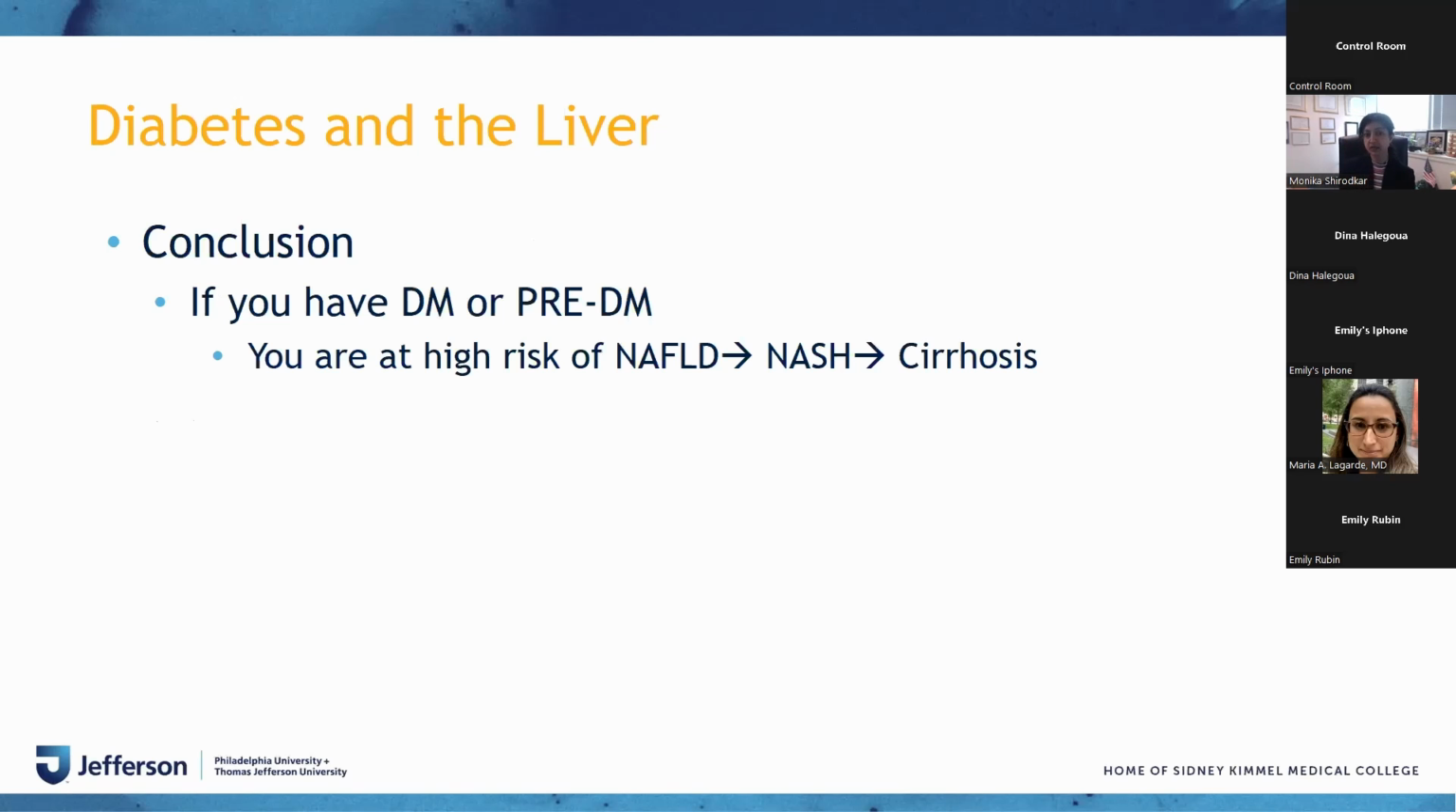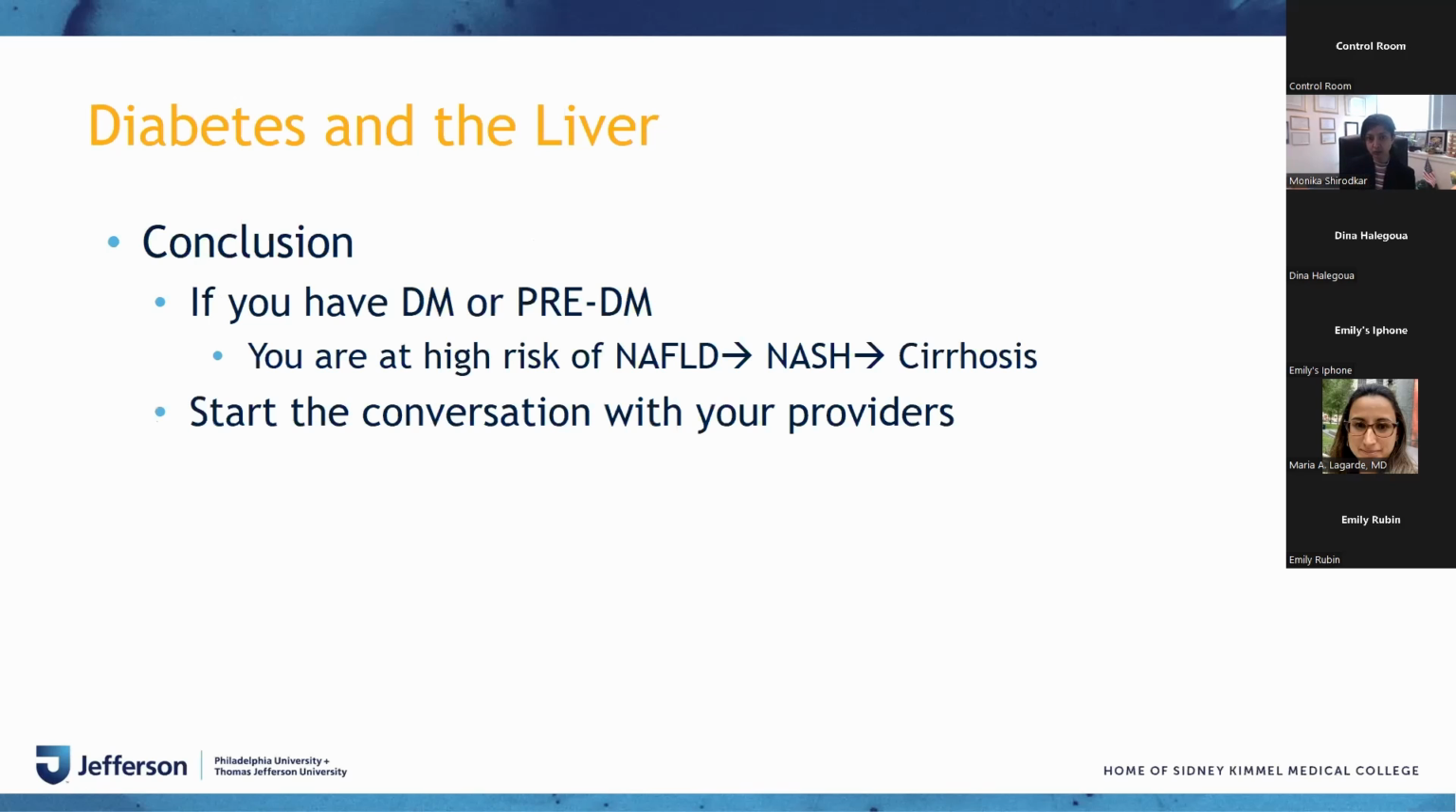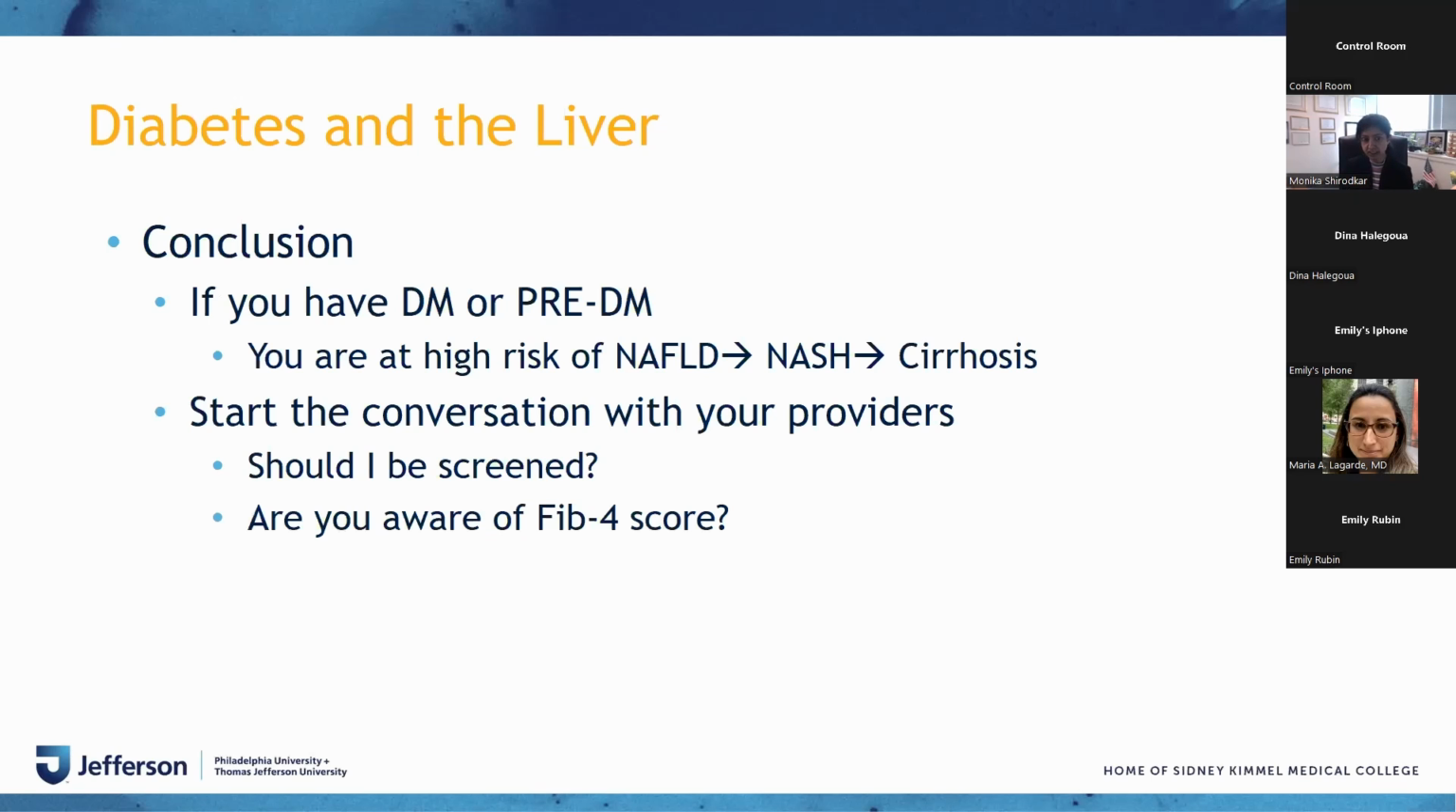So in conclusion, if you have diabetes or prediabetes, you are definitely at high risk of fatty liver, which can progress. And so I would advise you to start the conversation with your providers. If you're seeing your endocrinologist, your primary care provider, or a physician extender, it should be more than just focusing on that A1C. I would suggest talking to them about, should I be screened for liver disease? And the thought might occur that, well, your liver tests are normal, I think you're fine. But I think there's definitely some room to continue that conversation and highlight that even normal liver tests can still mean that you're at high risk.